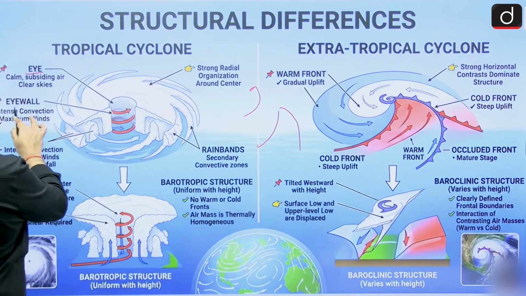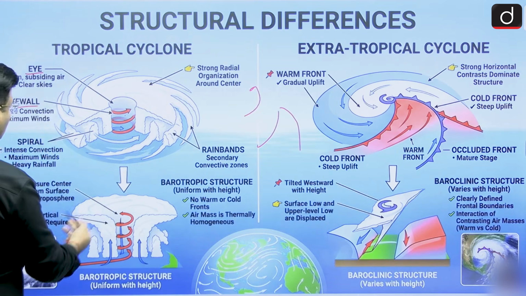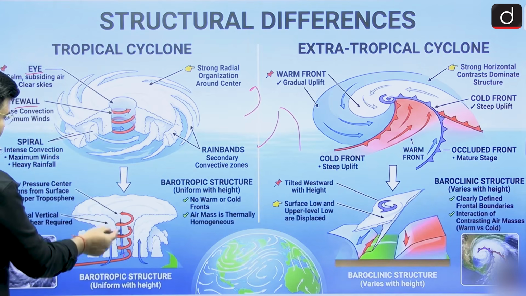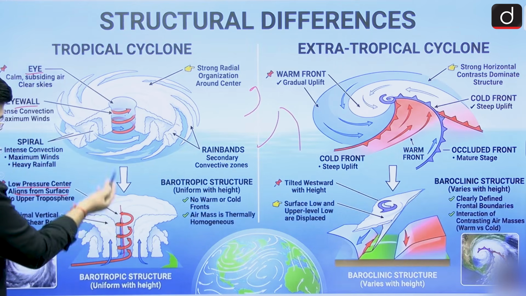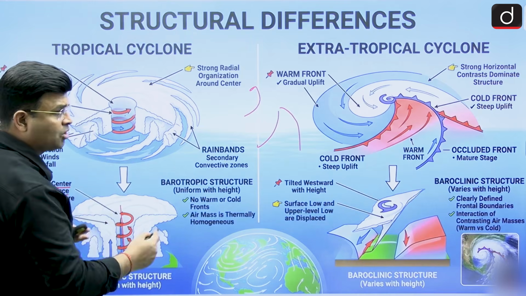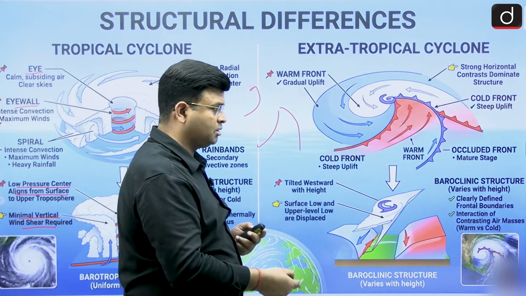So in the tropical cyclone, there is an eye, there is an eye wall, intense convection and maximum winds in the eye wall, and inner and outer spiral bands. The low pressure center aligns from the surface to the upper atmosphere, with minimum vertical wind shear. Wind shear is very low because a strong barotropic structure is there, and in this one there is a baroclinic structure.